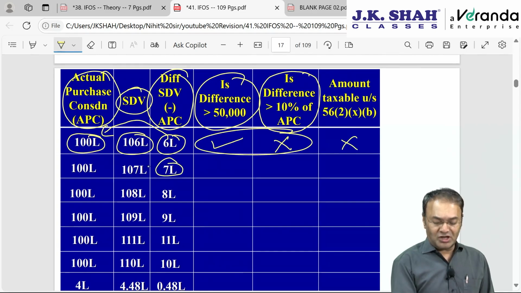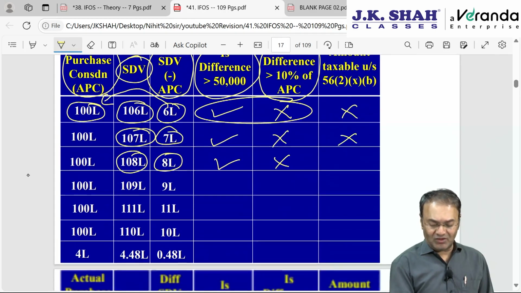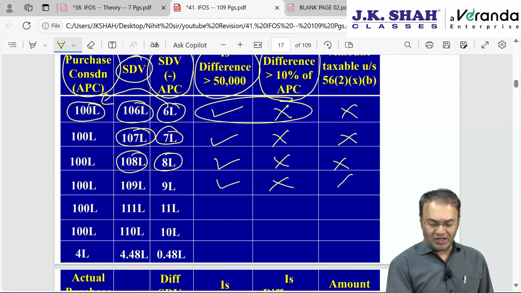If the stamp duty value is 107, the difference is 7 lakh, which is more than 50,000 but not exceeding 10%, then taxability will not arise. If the stamp duty value is 108, the difference is 8 lakh, which is more than 50,000 but not more than 10%. Same thing for the next point also. Accordingly, taxability will not arise.